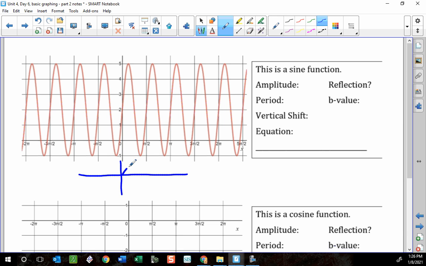So the sine usually goes like this. It usually lasts till 2 pi. It touches here at pi, and then this is 0. And it goes from 1 to -1. So that's my regular sine function. And this one looks a lot different.